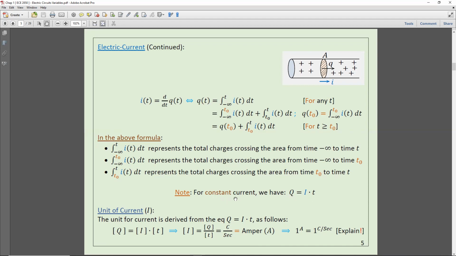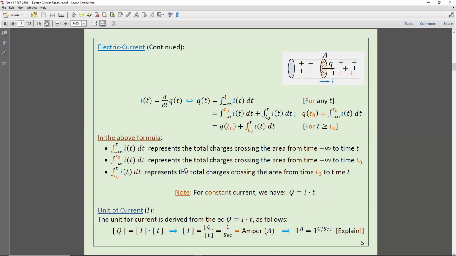Please pay attention here. If I tell you in the question, and I think this is the first example, that the current is constant or the current is uniform, in this case you can simply use this one. So the amount of charge here equals I, because I is constant, times T. Anyway, now I want to come to the definition.